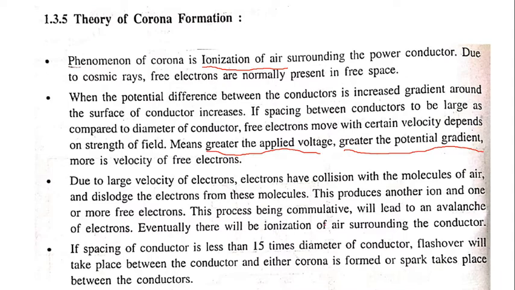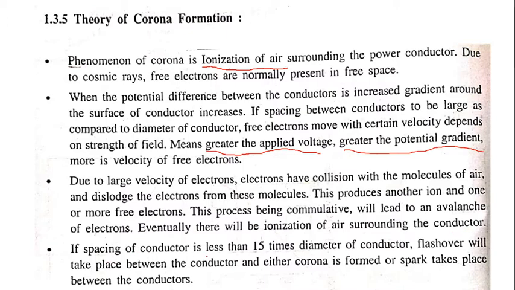This process is cumulative, because in a nuclear power plant we have control rods. With the help of control rods we can control the process, or we can say control the number of electrons that are going to collide. But over here in the transmission line we don't have such control rods, so we cannot control this process. So this process, being cumulative, will lead to an avalanche of electrons. Eventually there will be ionization of the air surrounding the conductors, okay.